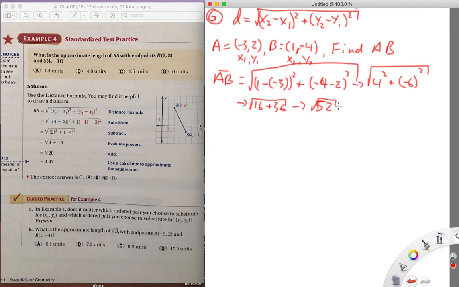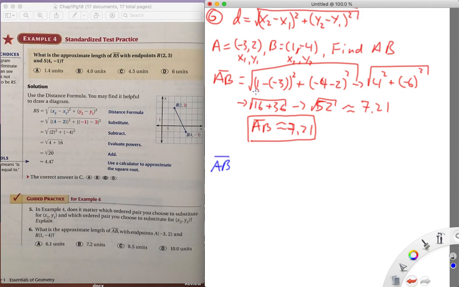And I square root that, and that gives me approximately 7.21. So that's my distance of AB. So AB equals 7.21. I rounded to the nearest hundredth. It's like 7.21110, blah, blah, blah. So I can do it that way, with this being my x1, y1, and x2, y2, but I can actually switch it and I should get the same answer. So let's see if that happens.